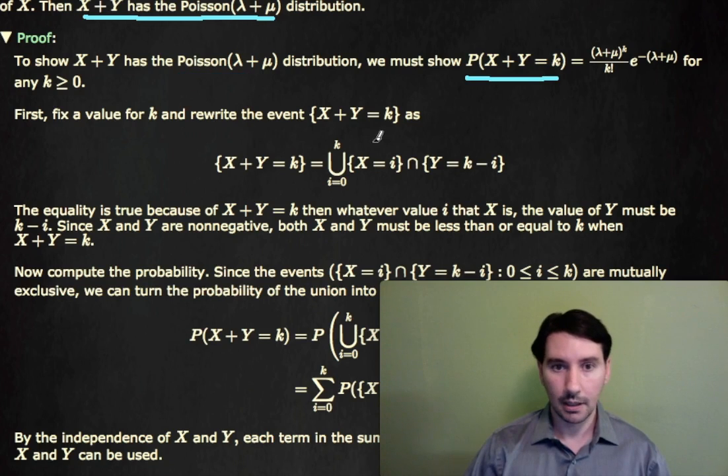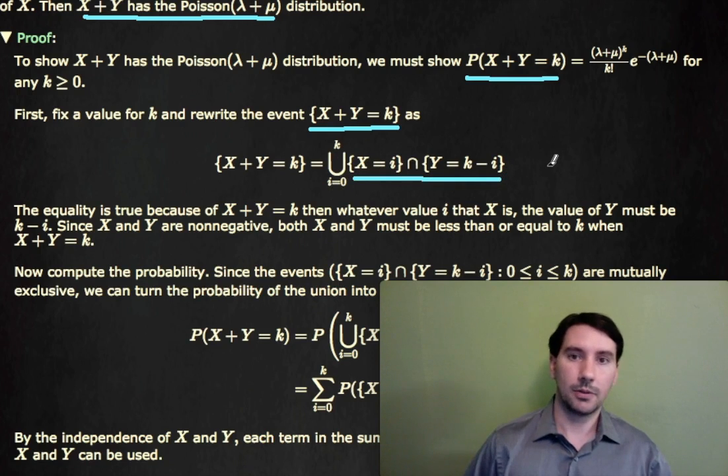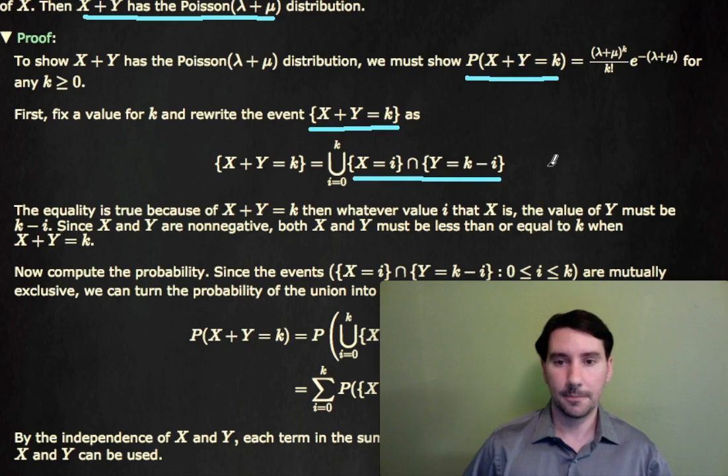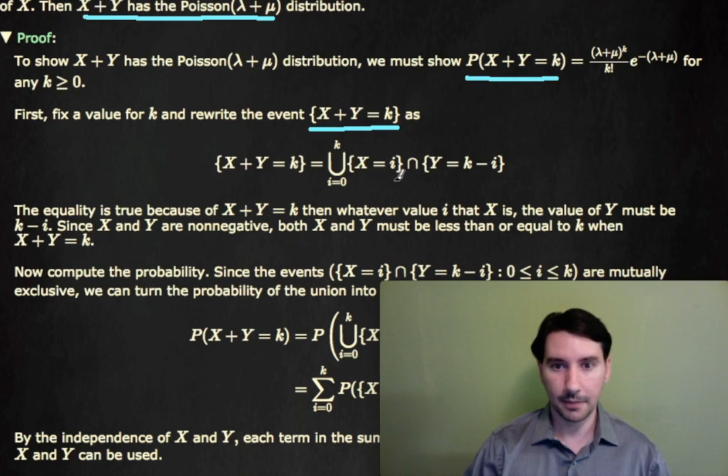And the event that X plus Y equals k can be rewritten, as we did for the discrete random variables, as the union over all events from i equals 0 to k that X equals i and Y equals k minus i. That's because Poissons are always 0 or larger, and the sum of X and Y has to equal k for X plus Y to equal k, of course. So X must be some number i from 0 to k, and Y must be the other number that when added to X gives you k.